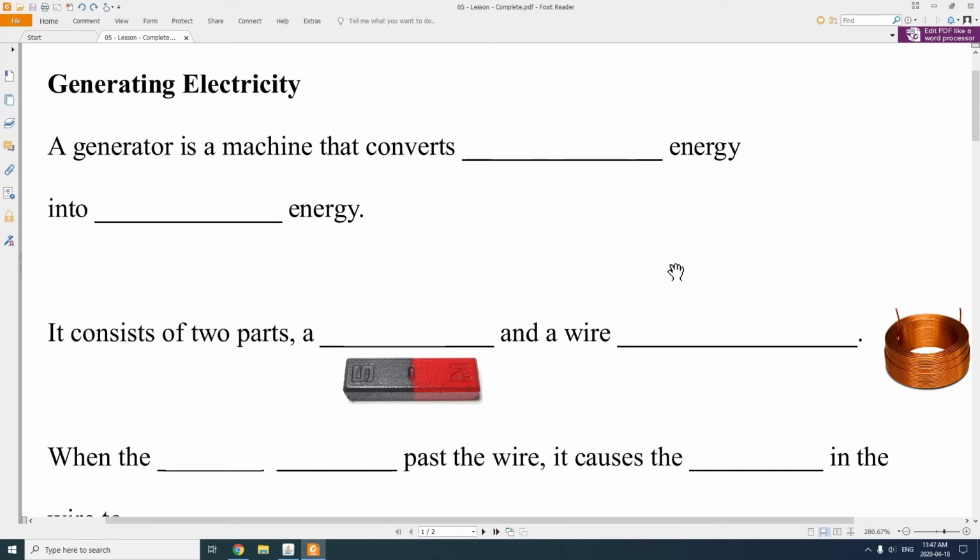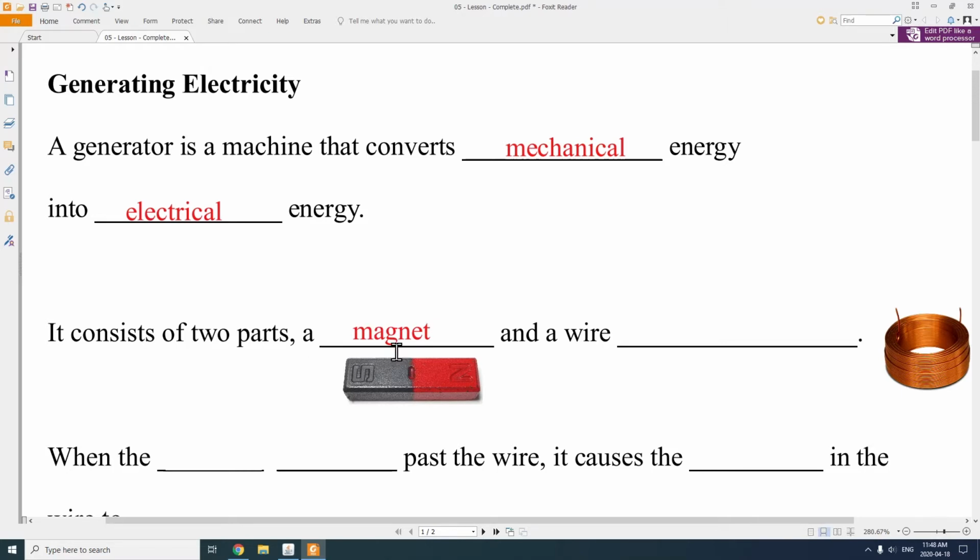Now, where do these moving electrons come from? How do you make electrons move? Well, you just need a very simple machine called a generator. So what a generator does is it converts mechanical energy, moving energy, into electrical energy. And it only has two parts to it.